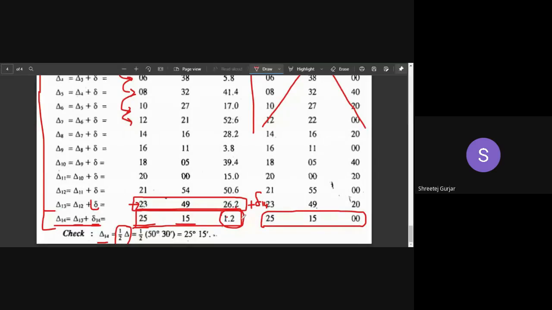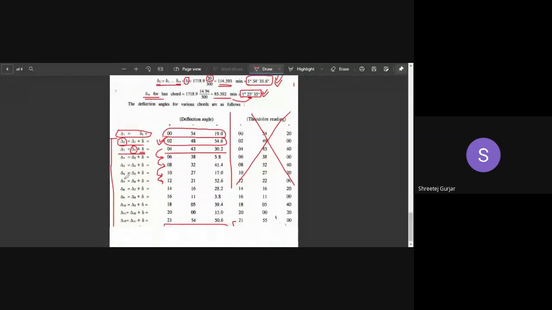So this is how you can check the given delta angle divided by 2. Your final angle should be equal to that. 50 degree 30 minutes is the given one. Divide that by 2, it is 25 degree 15 minutes. Half of that, right, it is 25 degree 15 minutes. That has to be equal to your last deflection angle, that is the deflection angle at your point of tangency, PT.